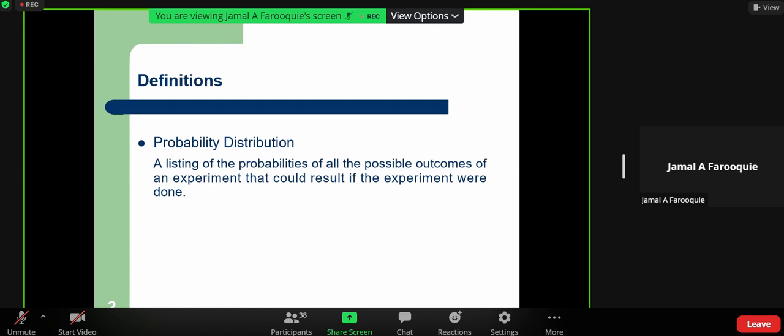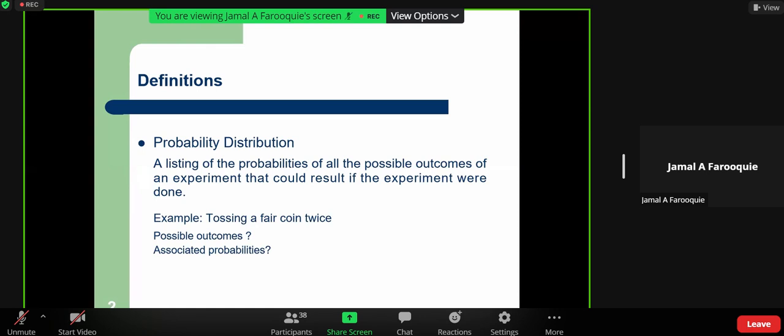as probability distribution. Means distribution of what? Distribution of probabilities. Which probabilities? Probabilities which are associated with the possible outcomes of an experiment. Experiment means, as we have understood, any activity which is yet to be performed.